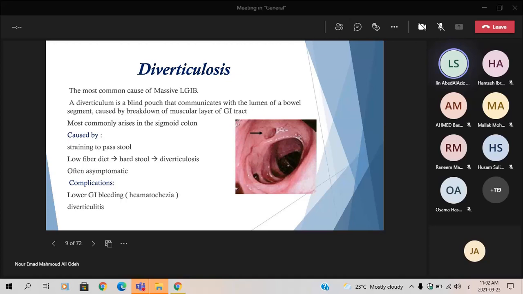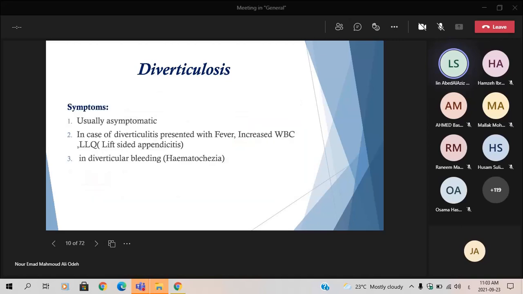هلا diverticulitis بسموها left sided appendicitis. ليش؟ لأنه الclinical picture إلها the same as appendicitis presented with fever with leukocytosis and abdominal pain. بس بدل ما يكون عنا بالرايت بيكون left lower quadrant pain and of course طبعا presented with hematochezia. هلا رح نروح على angiodysplasia.